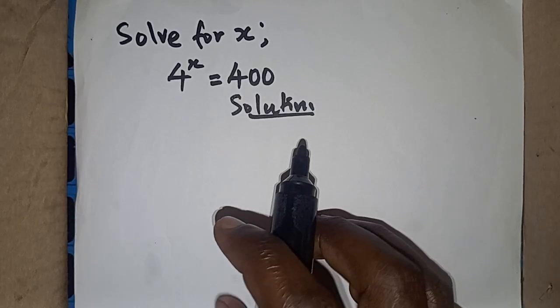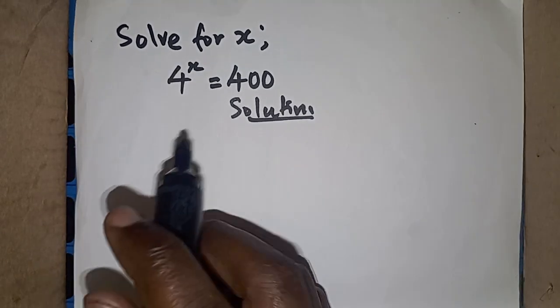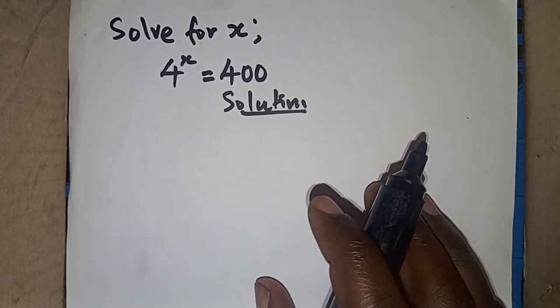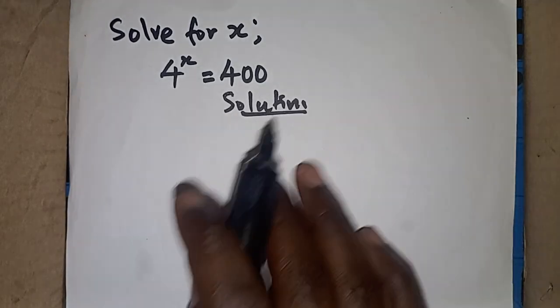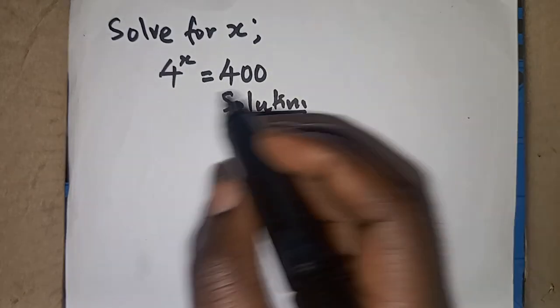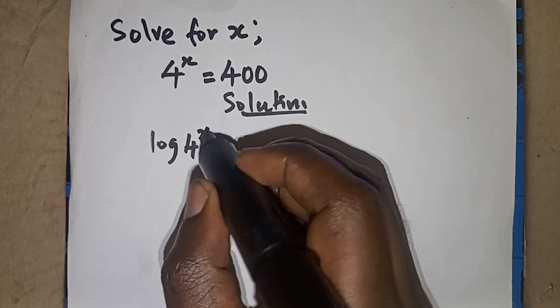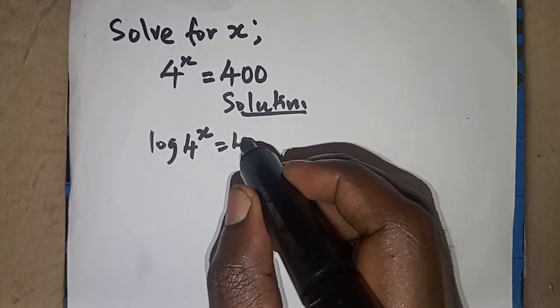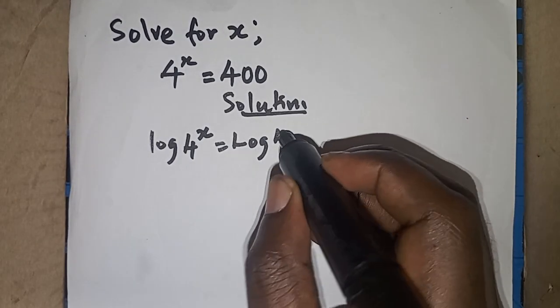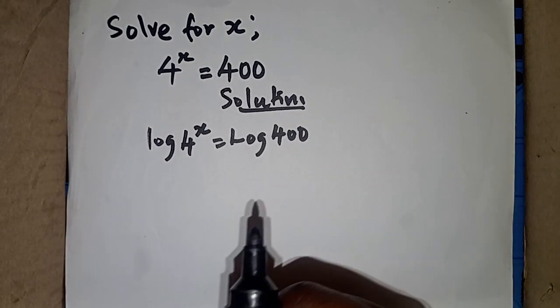I'll quickly go straight to 4 raised to x. This is a question on exponents. So if the power or the exponent is unknown, I'm going to introduce the logs on both sides of the equation so that now everything becomes easier to approach.